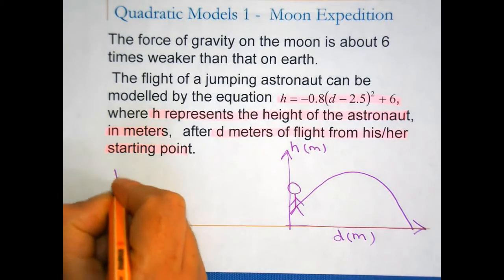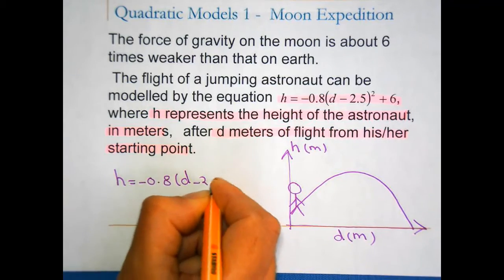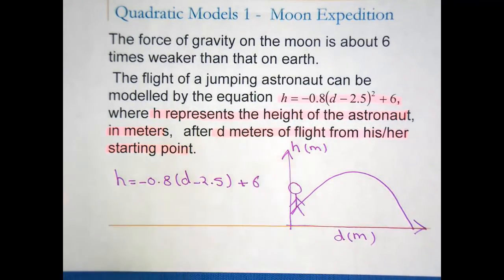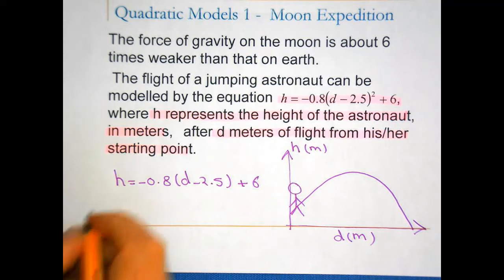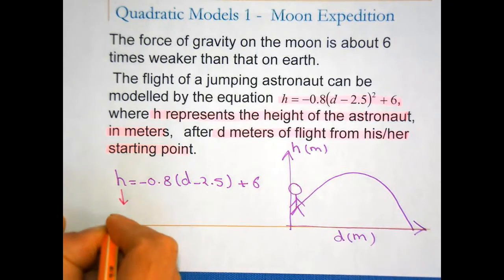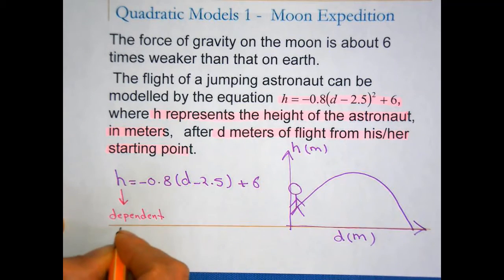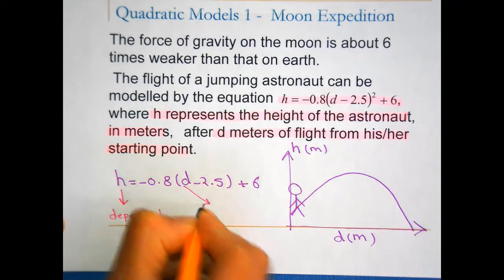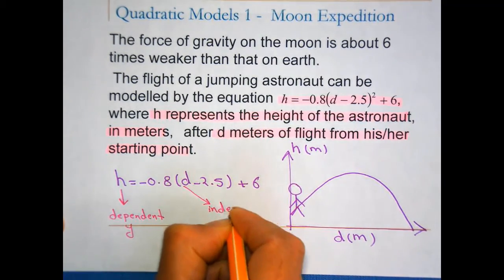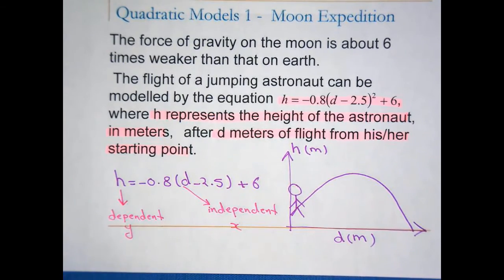And the equation we have is this. Now, in your head, you can think of h as your dependent variable, which is how we thought about our y value, and d is your independent variable, which is how you would think of your x value.